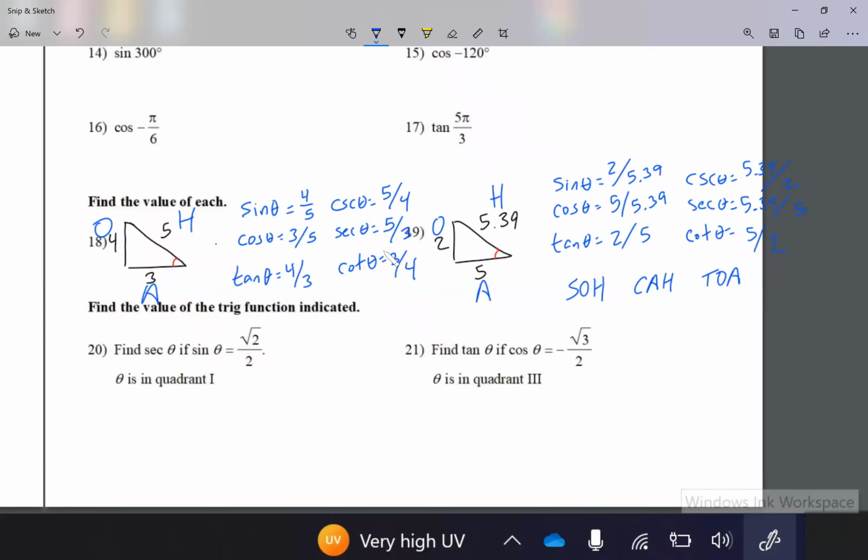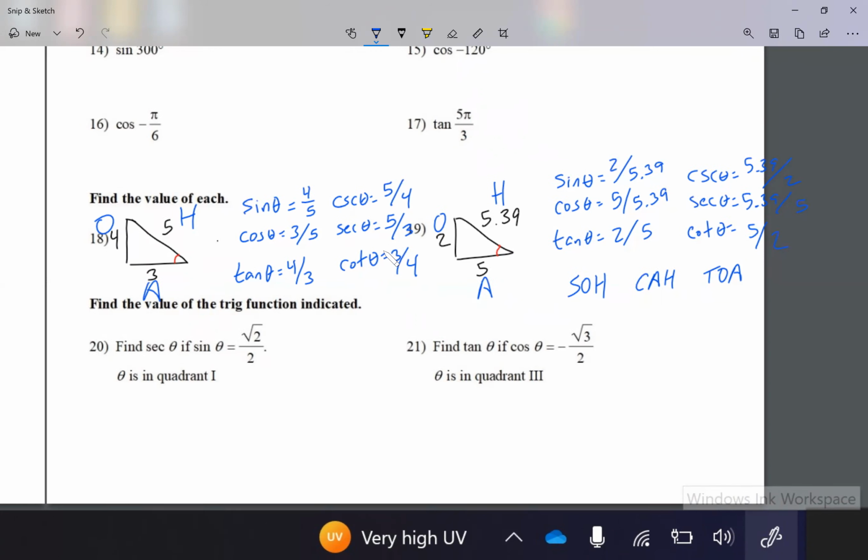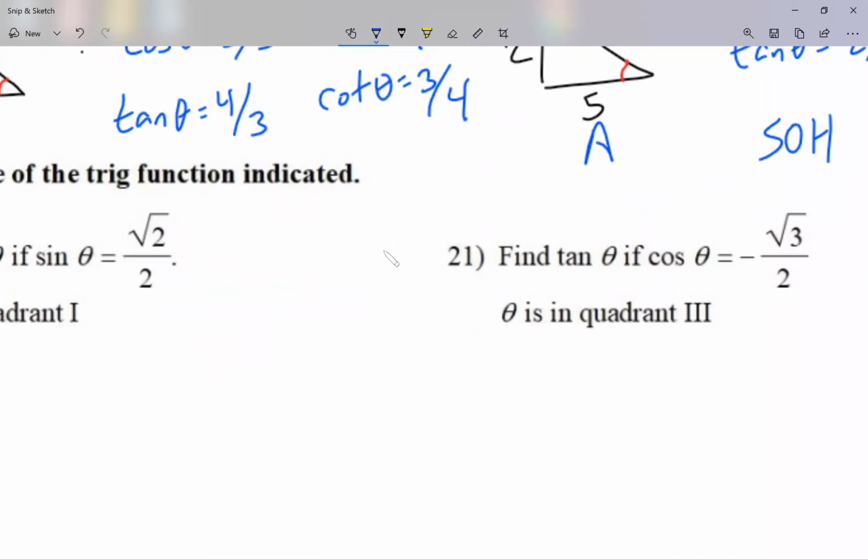Same thing, I want you to also use your unit circle for the last two questions here, 20 and 21. Remember, we filled it out yesterday, so you should have it filled out. And as a reminder, my coordinates are X and Y when I look at X and Y values.